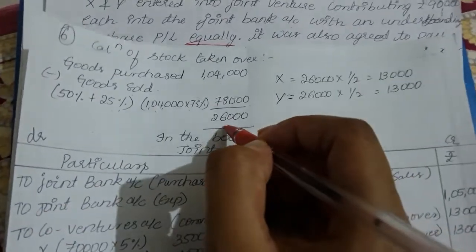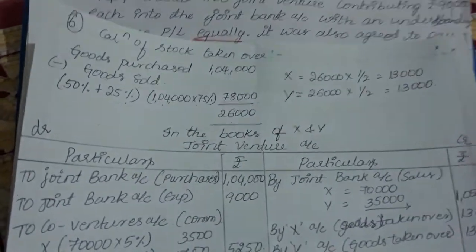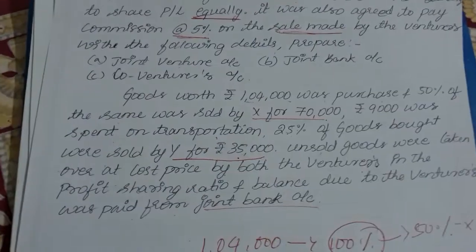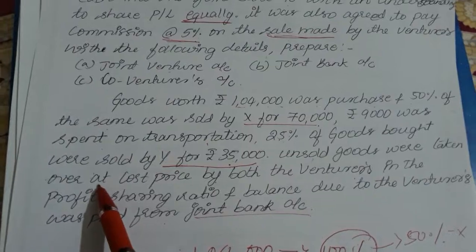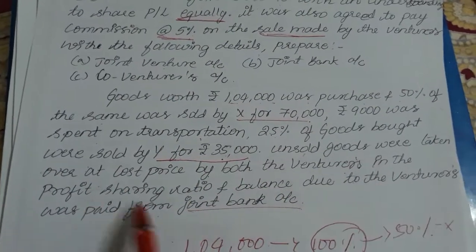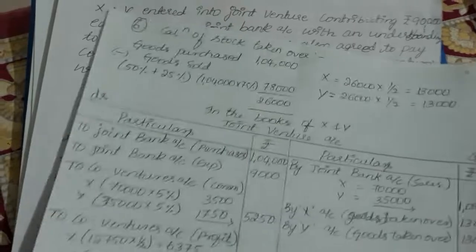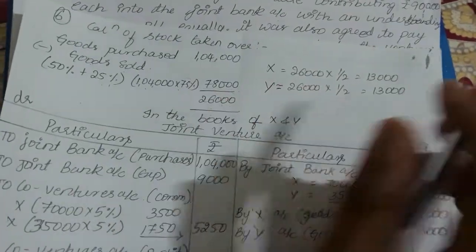So how much is the remaining goods? How much are the unsold goods? 26,000 of unsold goods, right? These unsold goods, X and Y have taken, as they have mentioned here. So yes, unsold goods were taken over at cost price by both the co-venturers in the profit sharing ratio. What is the profit sharing ratio? The profit sharing ratio is equal. So done. So here it is 26,000.